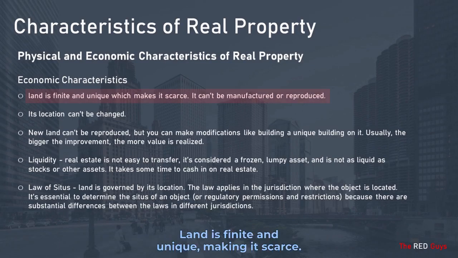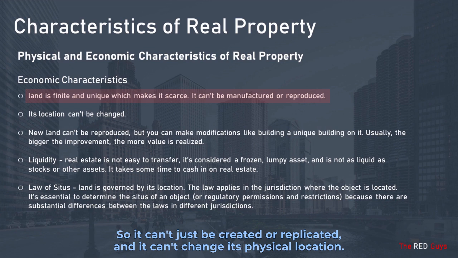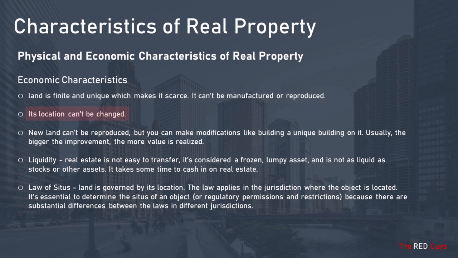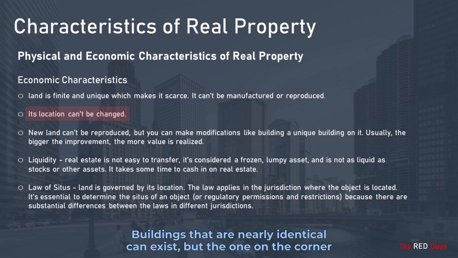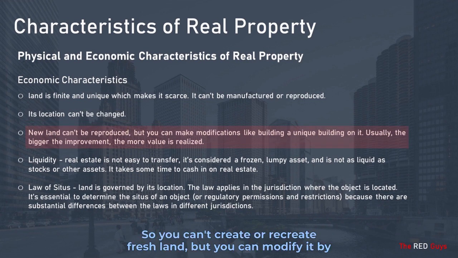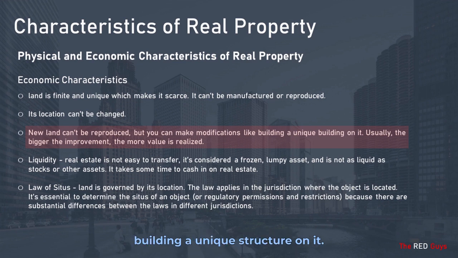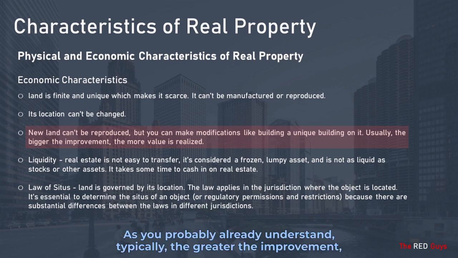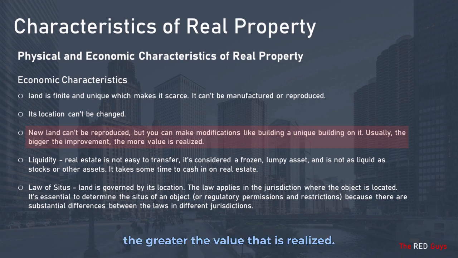Land is finite and unique, making it scarce, so it can't just be created or replicated, and it can't change its physical location. Buildings that are nearly identical can exist, but the one on the corner of Main Street may be more valuable than the one tucked right behind. So you can't create or recreate fresh land, but you can modify it by building a unique structure on it. As you probably already understand, typically, the greater the improvement, the greater the value that is realized.